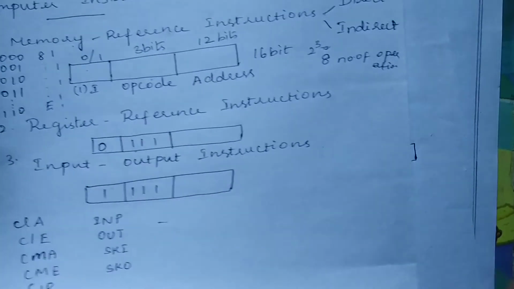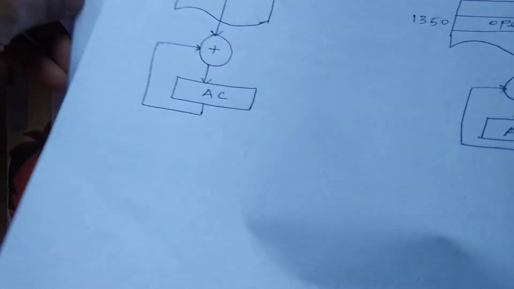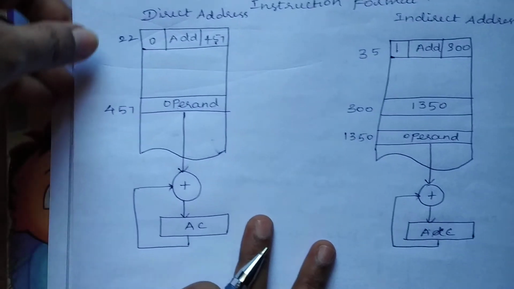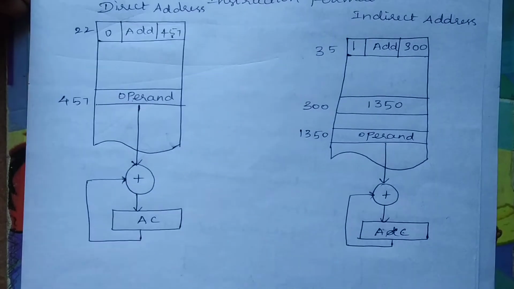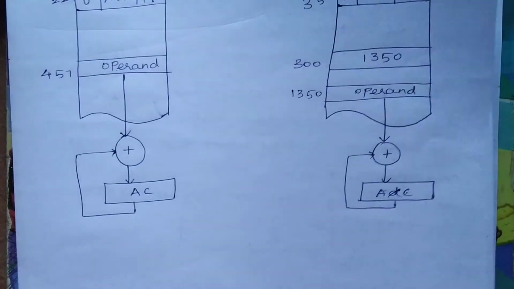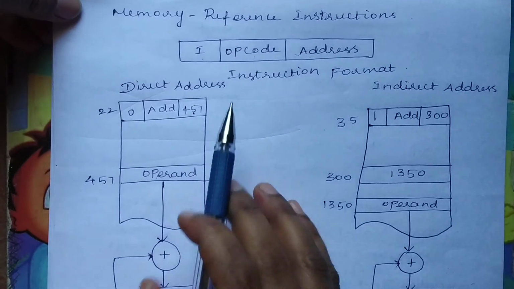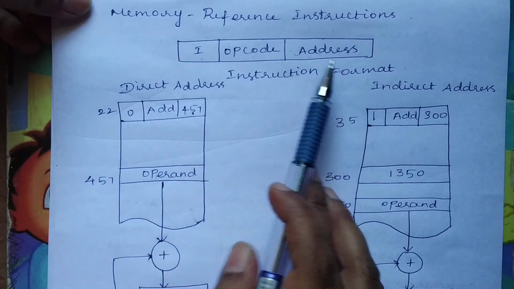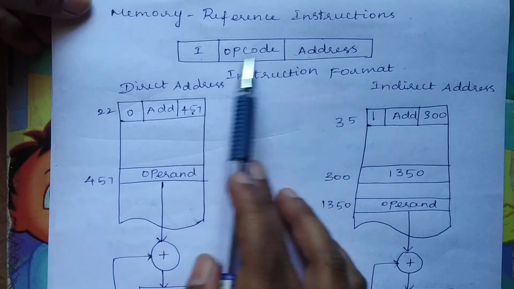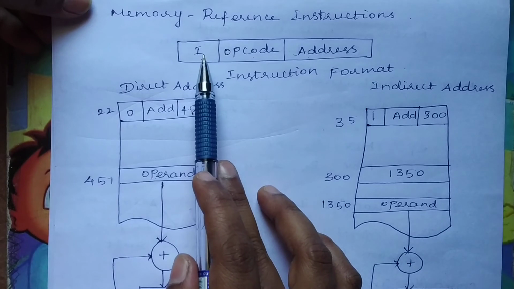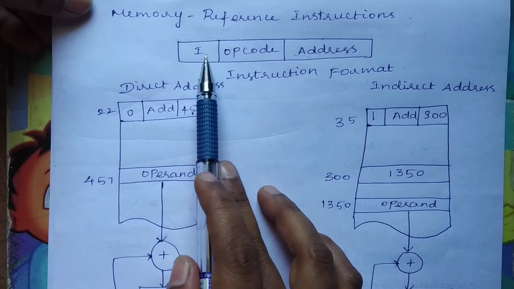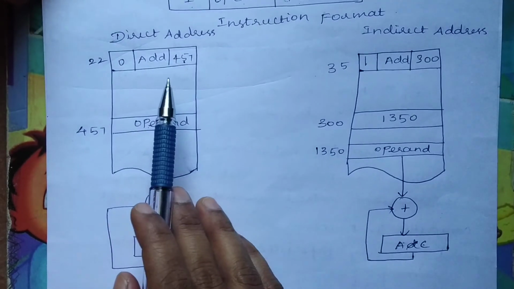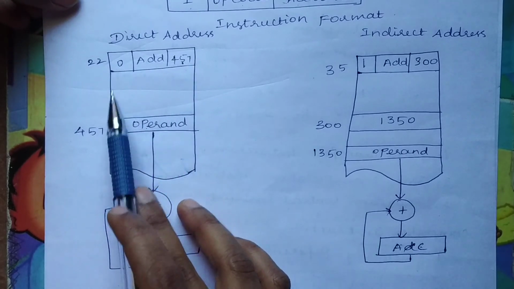Now I am just going to explain about the memory reference instruction, and how we divide the instruction into direct and indirect. In the memory reference instruction, it could be represented in this format. This is the address part, the opcode part, and this one is I, which is used to differentiate which type of instruction it is. Suppose it is a direct address, so what happens here?